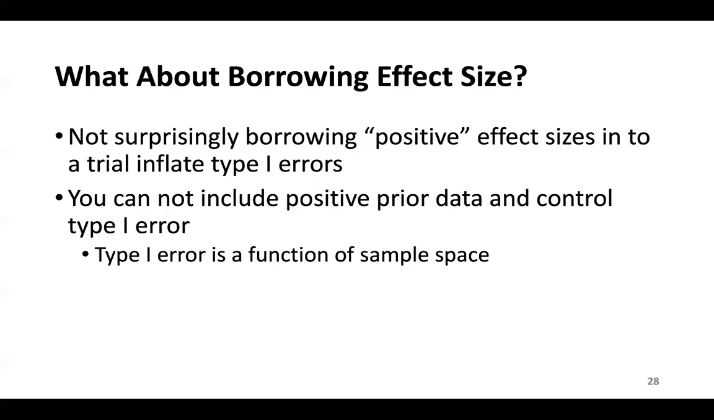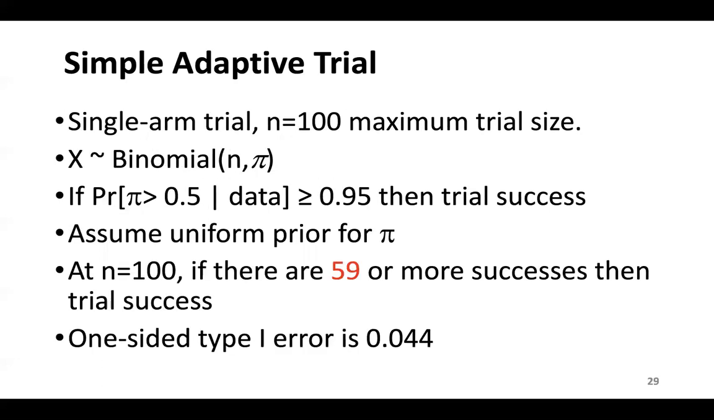inferential quantities, and they don't play well together because type 1 error is purely on the sample space, and the prior data isn't in your sample space. So what does that mean? Let me show you a very simple example. A single-arm trial where I'm trying to demonstrate whether pi is greater than 0.5.